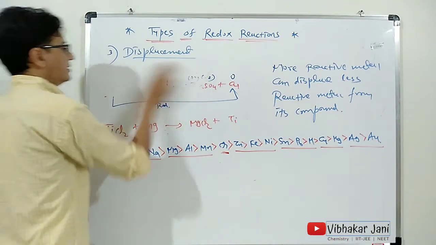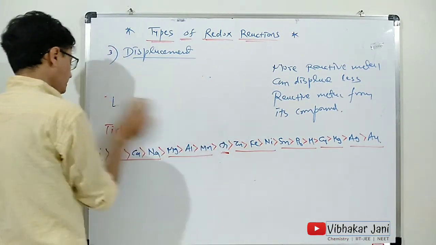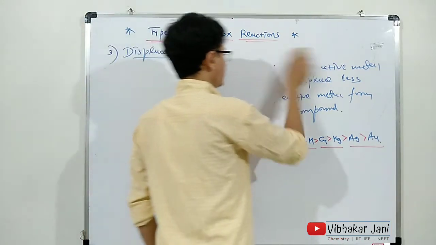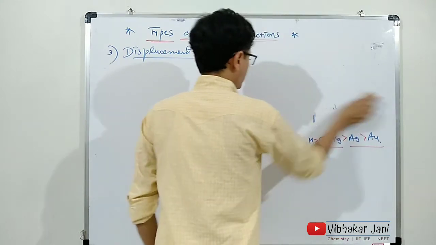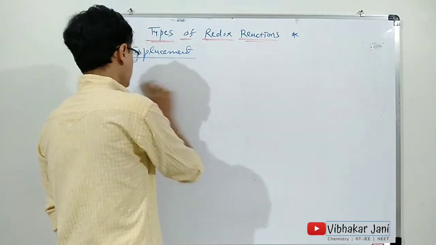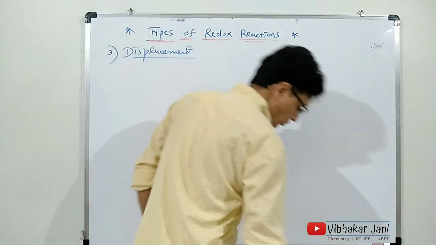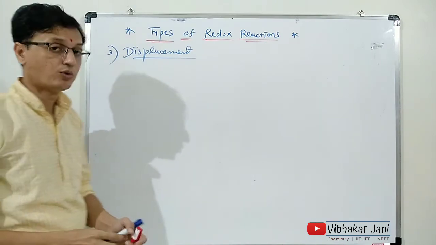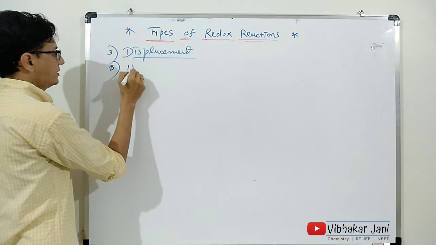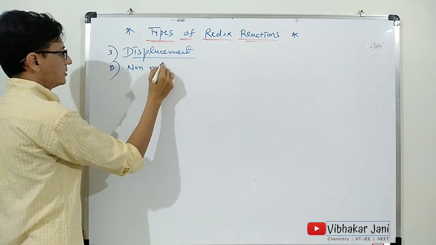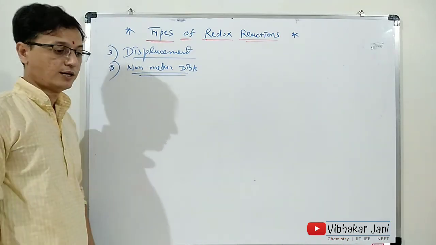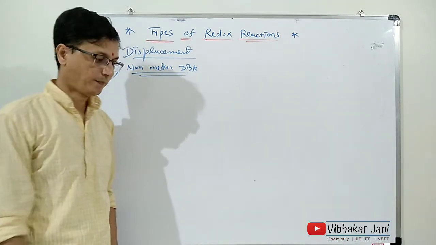So this was the metal displacement, and now let us learn about non-metal displacement. It is very easy. When a non-metal displacement reaction is there, then a metal is always used when a non-metal is to be displaced. So here, a non-metal is displaced by a metal.